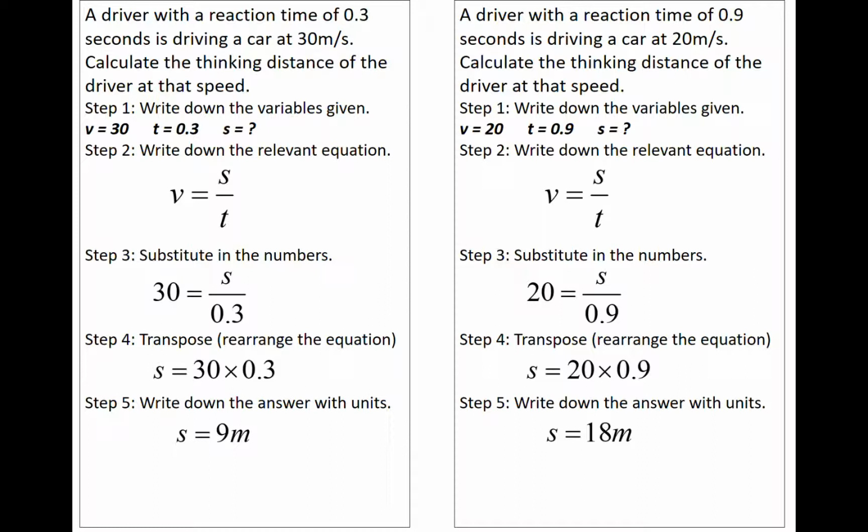This is all based on how long it takes a driver to react to seeing an obstacle. This can be affected by both age and whether or not the person has consumed alcohol. Alcohol slows your reaction speed. That means it takes longer for you to react. So the person on the right could be under the influence of alcohol, which increases their thinking distance, which then increases their stopping distance.